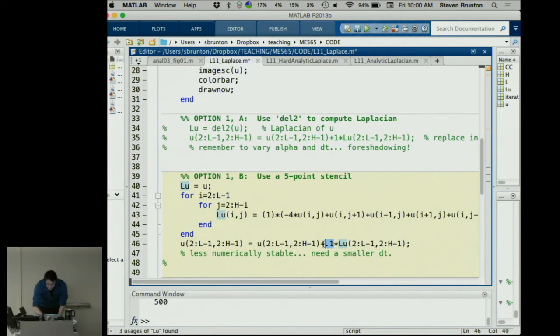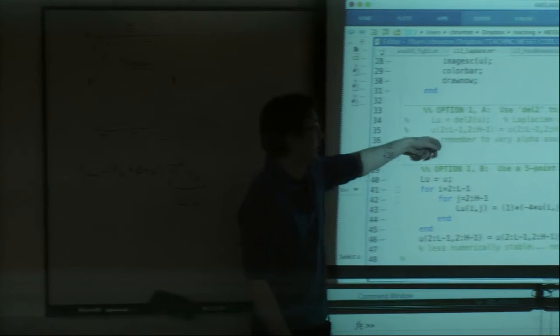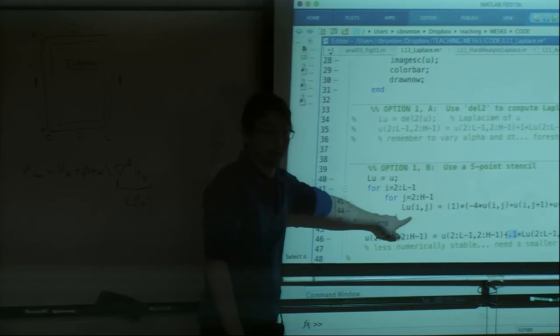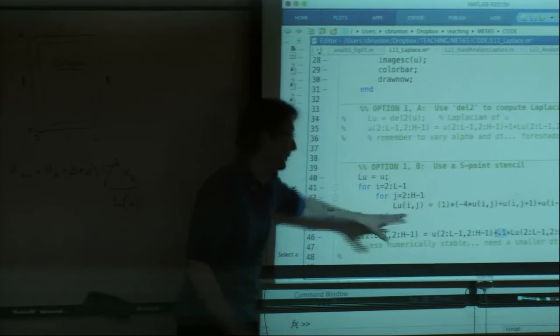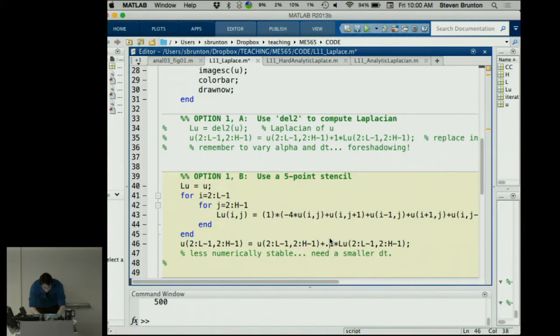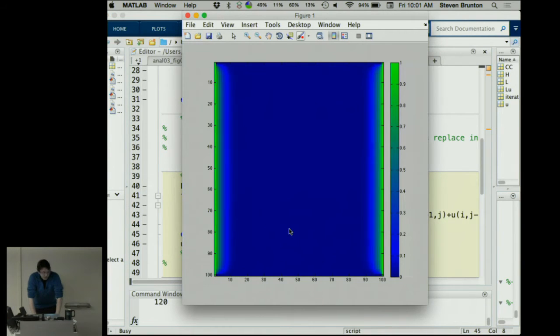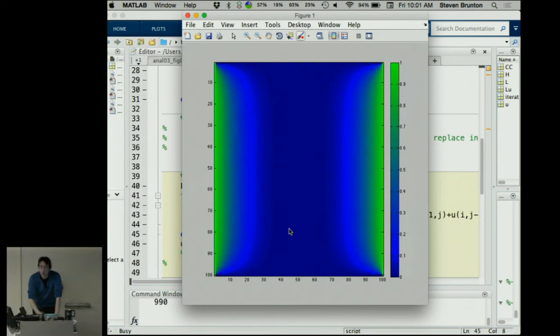Now notice that I need a smaller integration factor here, because this is actually less numerically stable than del2. Del2 is more accurate than this crappy 5-point stencil. And so I have to take really small time steps or else my error blows up. We'll look at that in a minute. OK, so now we're doing this option 1b. We're using a 5-point stencil. Basically, we get the thing we want. It doesn't look like it's changing much on the screen, but a lot of interesting stuff is happening. So I encourage you to actually run this code on a computer screen.